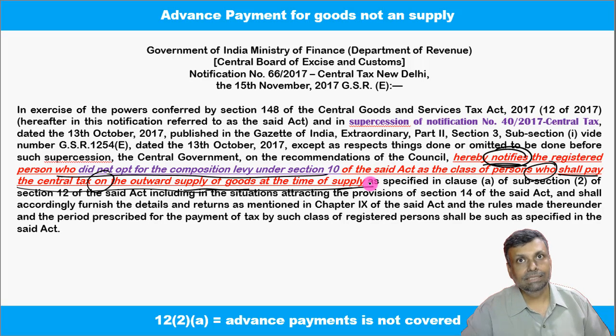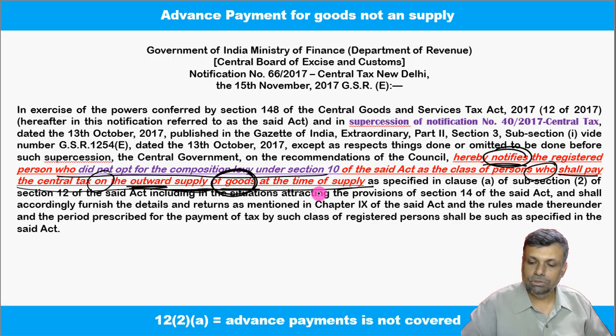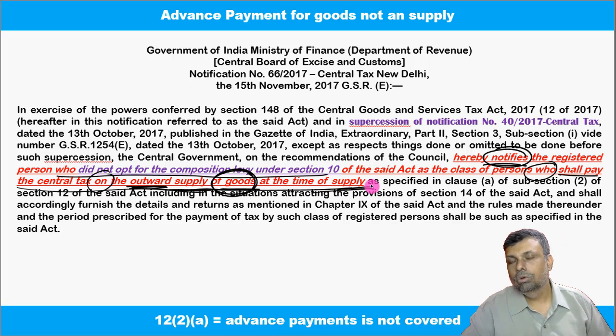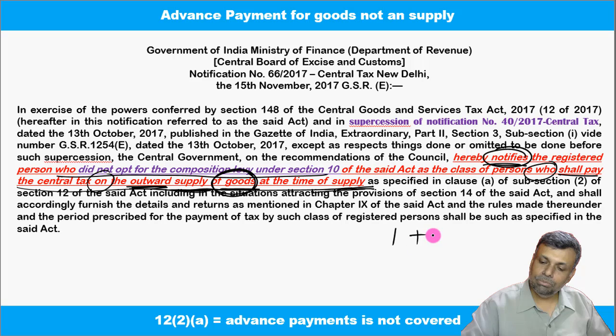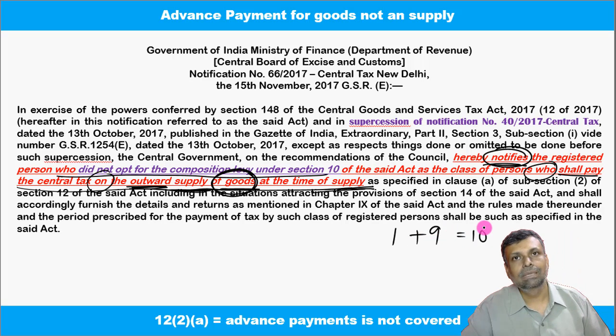You will make it regarded as a supply only if it is for the outward supply of goods. So this particular benefit is with respect to the supply of goods. So you will be subjected to the tax only at the time of making the supply. That means, supposing 1 lakh is advance payment and the 9 lakhs you are receiving afterwards, and the total value is, say for example, 10 lakhs.